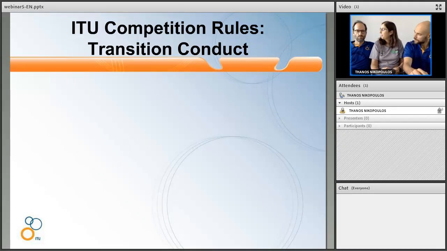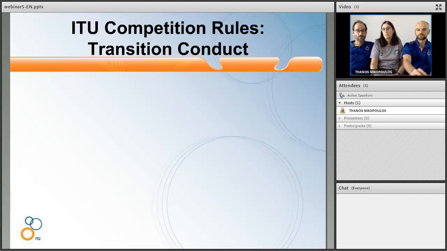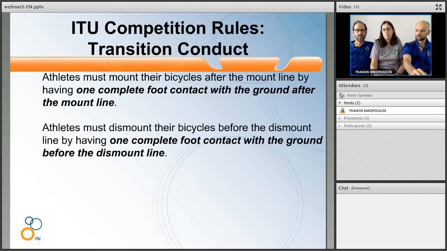Steph, as far as the mount and dismount line, are there any specific regulations around this? Yes, of course. The athletes need to respect the transition where there is no riding of a bike within the transition. They are allowed to mount their bike only after having a complete foot in contact with the ground after the mount line. When they dismount their bike, they must have one complete foot in contact with the ground before the red light that is marking the dismount line.